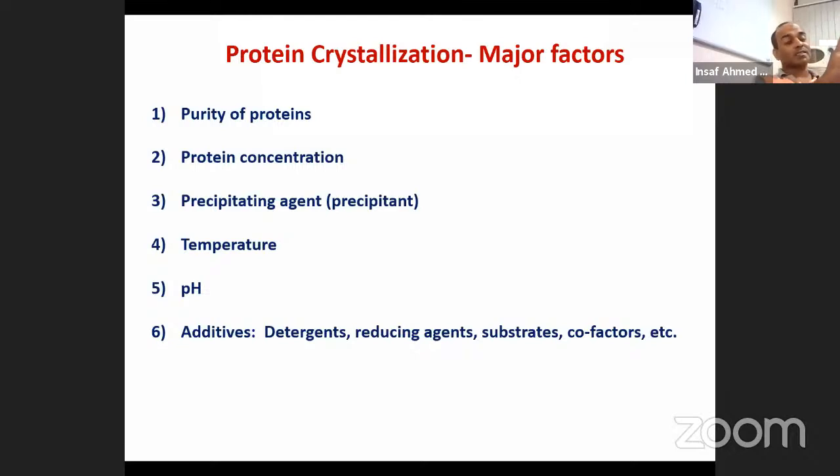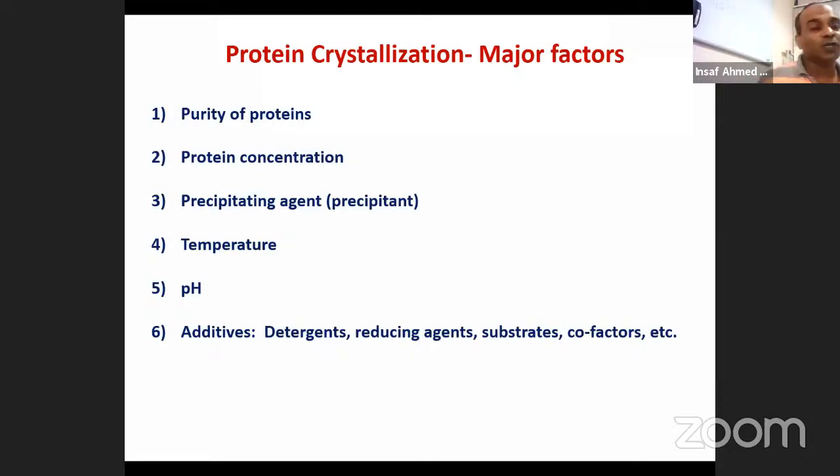The protein concentration should be very high. Generally, as a thumb rule in the laboratory, we believe it should be around 10 mg per ml. But then it varies according to the size of the molecules. Another thing is the precipitating agent.